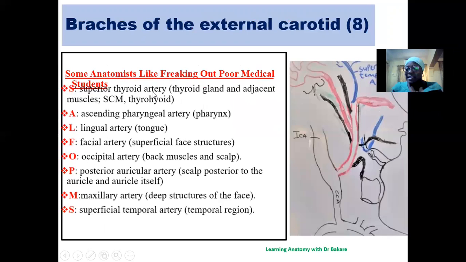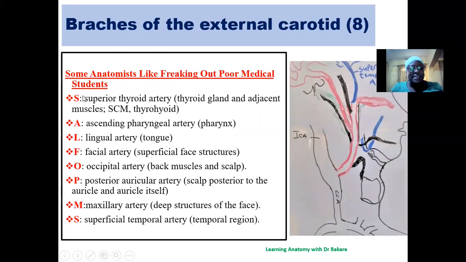And this is the list of the arteries. S is the superior thyroid artery, which is somewhere around this region. This is the superior thyroid artery. We have the ascending pharyngeal artery. We have the lingual artery. We have the facial artery. We have the occipital artery. We have the posterior auricular artery. We have the maxillary artery, and we have the superficial temporal artery.